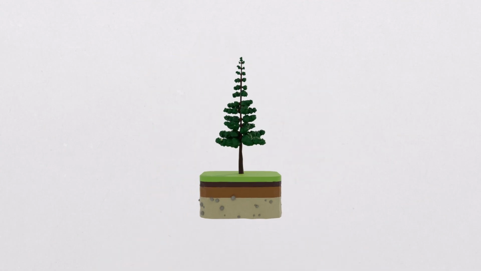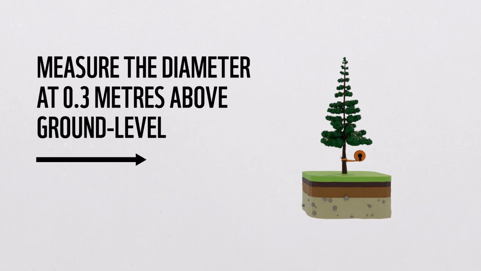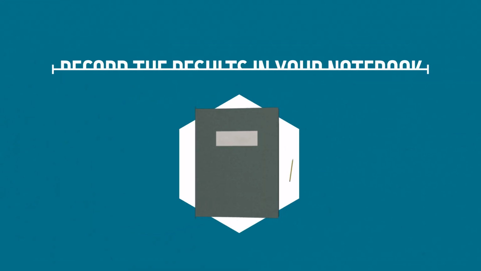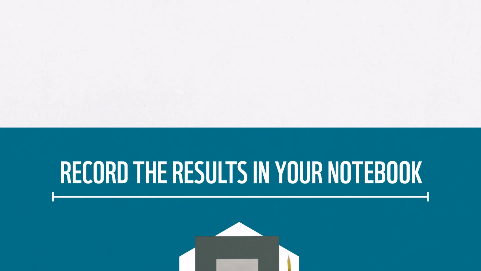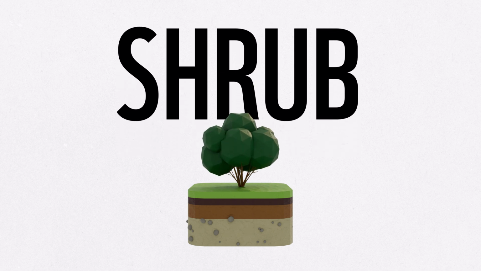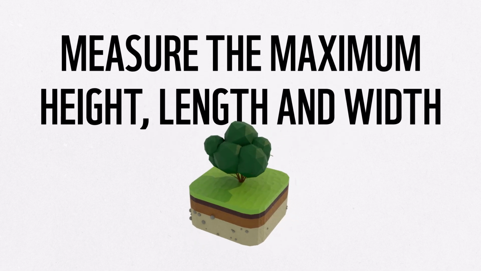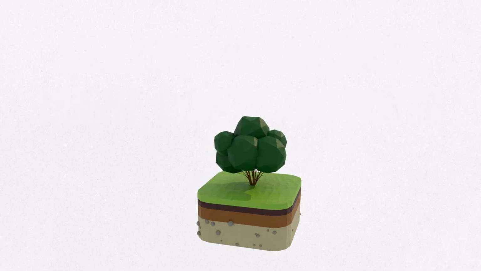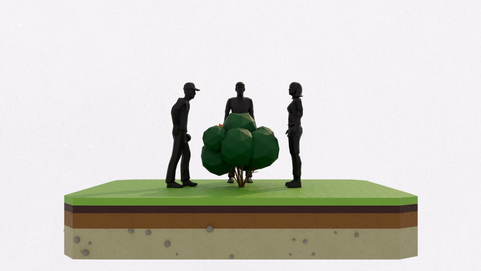If the species in question is a small tree, measure the diameter of the tree stem in centimeters at 0.3 meters above ground level. Record this measurement in your notebook. If the species in question does not have a single woody stem, but rather has multiple branches emerging together from the earth, then it is a shrub. In this case, measure the plant's volume instead of its diameter. Measuring plant volume requires knowing the maximum height, length, and width of the plant. These measurements are best conducted with 3 team members. Have 2 team members hold the measuring tape on either side of the plant, while a third team member records the measurements in the notebook.